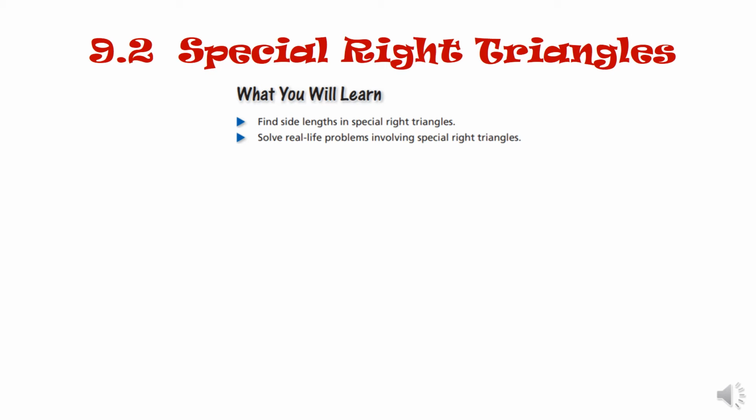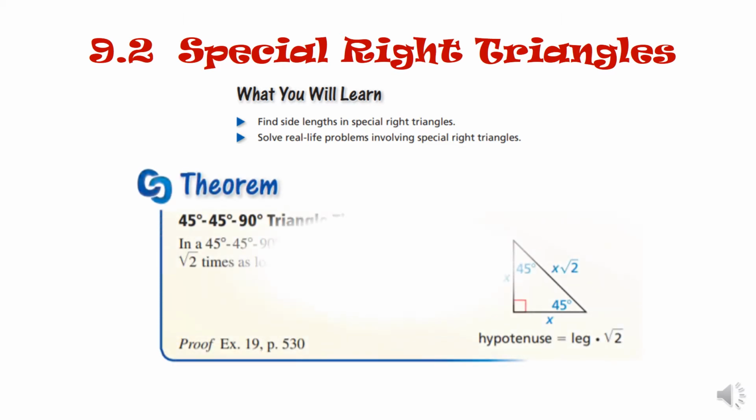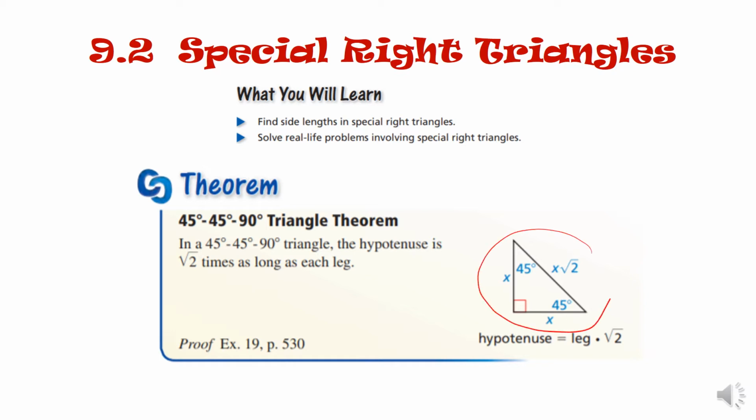Okay, today in IM2 we're going to talk about special right triangles. What we're going to start with is the 45-45-90 degree triangle theorem, and that is that in a 45-45-90 degree triangle, the hypotenuse is the square root of 2 times as long as each leg. So this is the picture that you want to have seared into your brain.